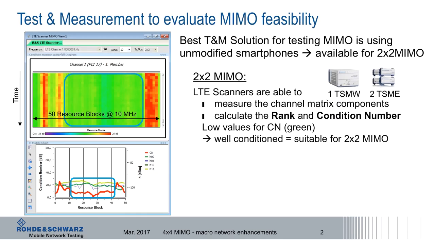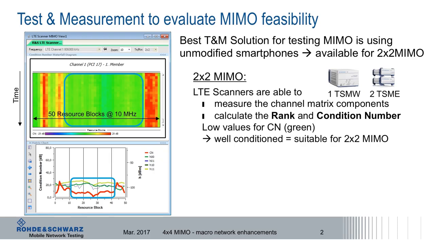How can we test this? The best test and measurement solution for testing MIMO is using unmodified smartphones. And these are available nowadays for 2x2 MIMO. To measure the rank and the condition number, we are using network scanners.